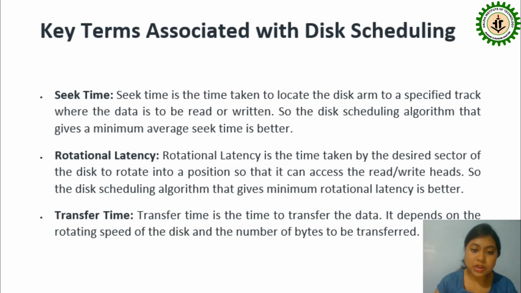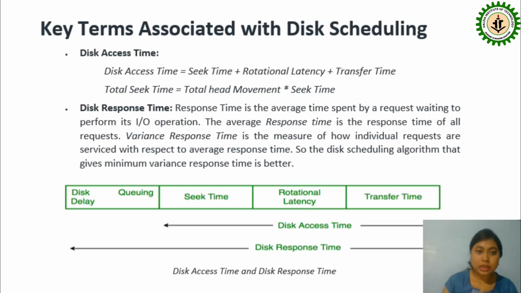What is the transfer time? It basically depends on the rotation speed, the time to transfer the data, and the number of bits to be transferred. The other key terms associated with disk scheduling are disk access time and disk response time. Disk access time is seek time plus rotational latency plus transfer time. Total seek time is total head movement times seek time.